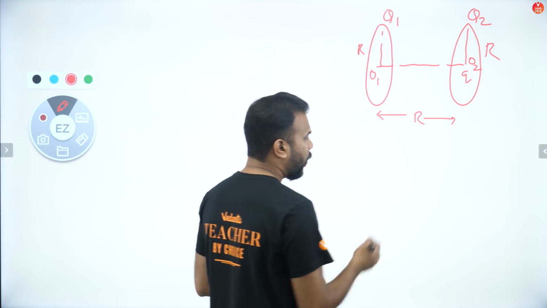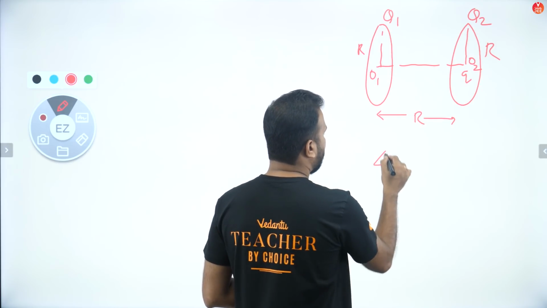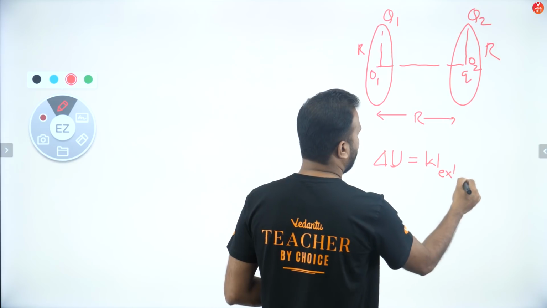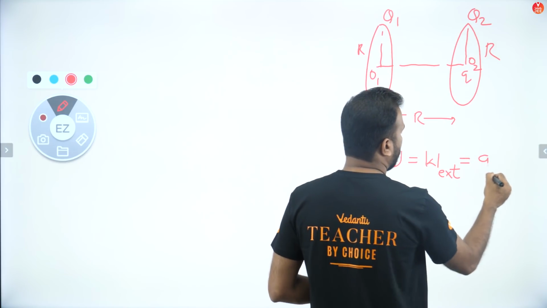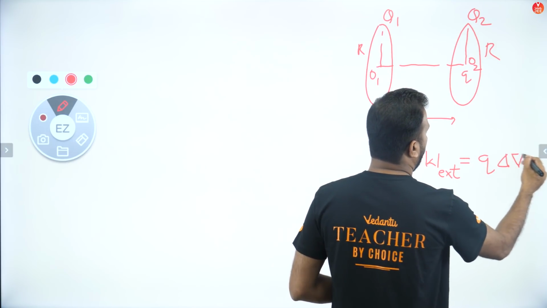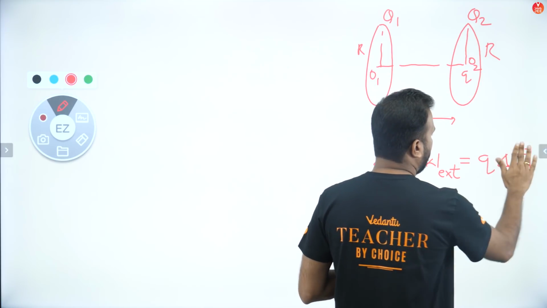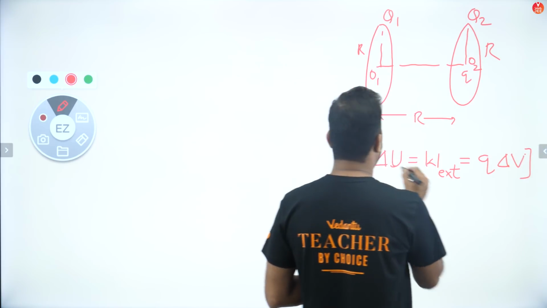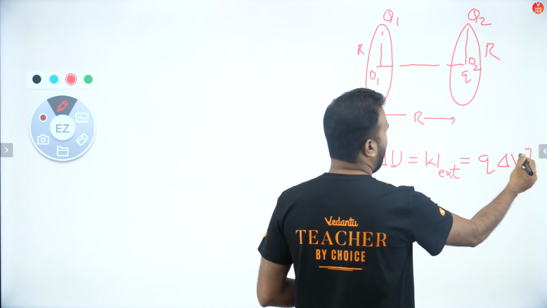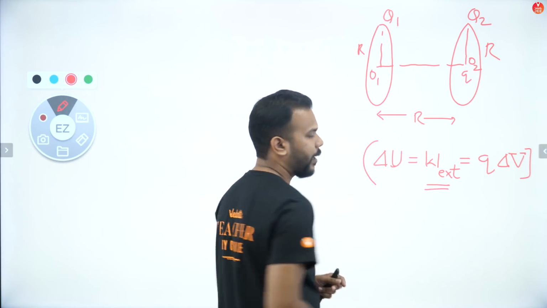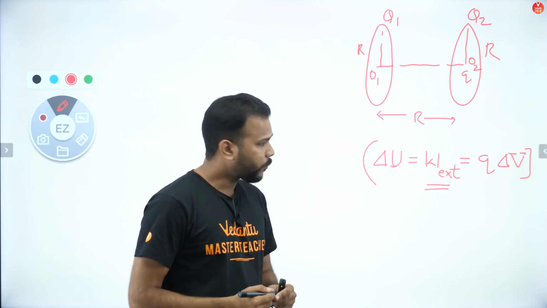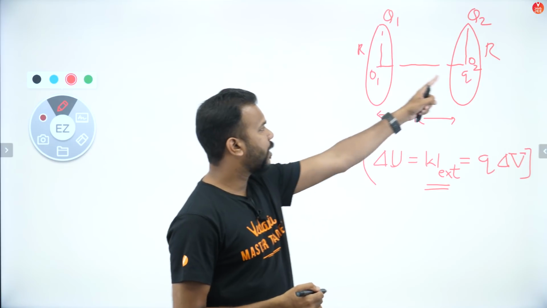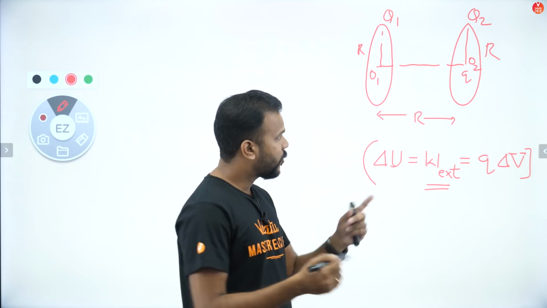Coming back, why do we define the potential? It is basically to calculate the change in potential energy, or the work done by the external agent, which we calculate as q times delta V. That is what we are going to do here: find the value of the change in potential and then the work done by the external agent. So we need to find the potential at the initial point and at the final point. Let's start working.